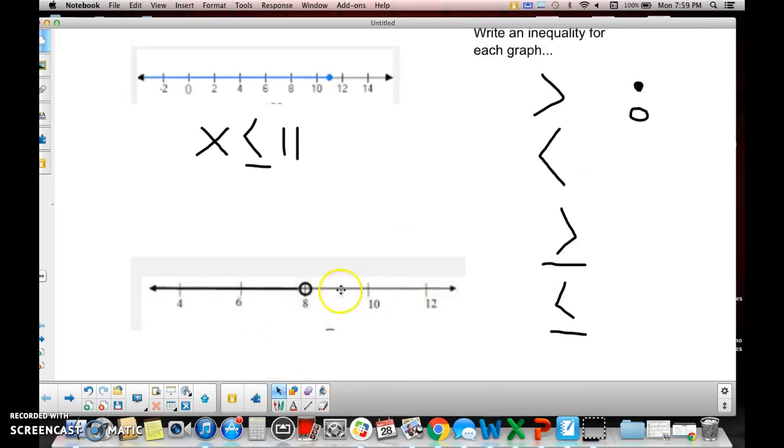Looking at our second graph here, we have an open circle at 8, and we have the arrow going towards the lower numbers. So again, I'm going to use x as my variable, and in this situation x, so any number, which is what x stands for, is going to be less than the number 8. It is not going to be the number 8 because the number 8 is not included in this inequality. It is everything that is below the number 8. Therefore, x is less than 8.